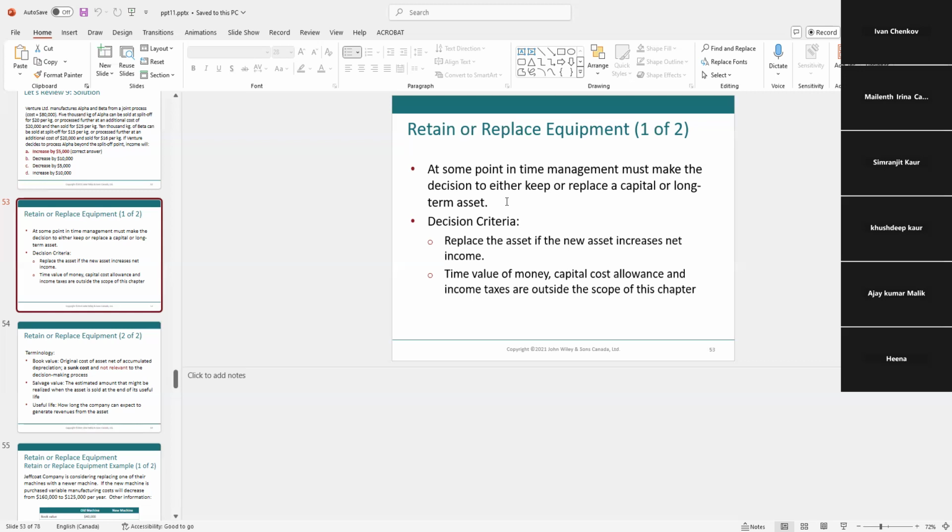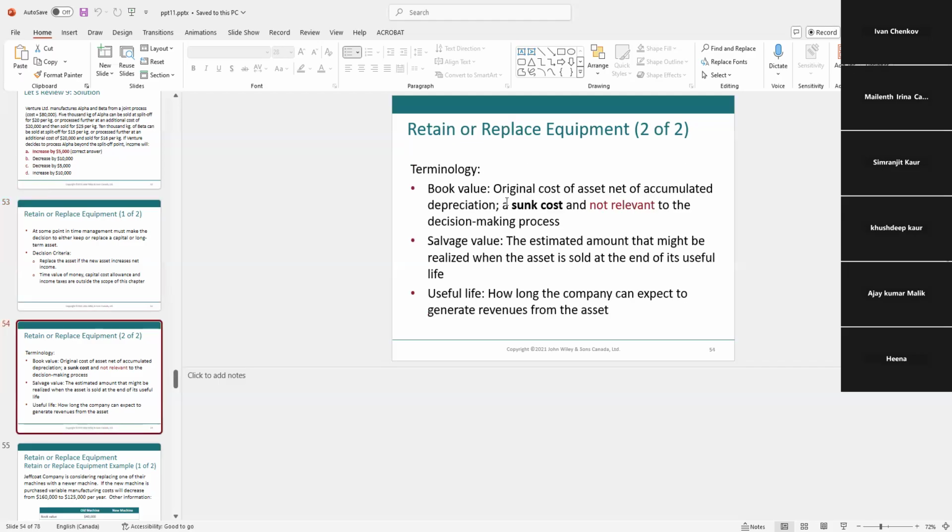And the last one is the income tax effect. But those are not discussed. Those are beyond the scope of this chapter. We're going to see something, I believe, in the next chapter, maybe. Next one is to retain or replace equipment.